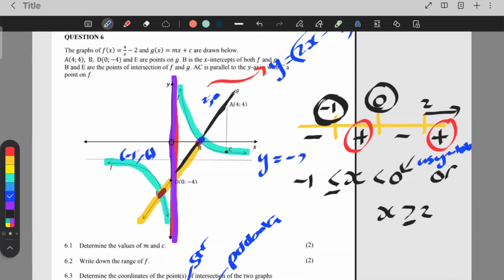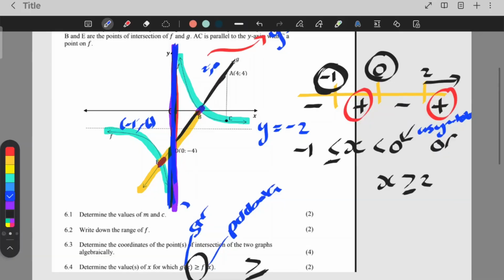Y is equal to -2. That's that line over there. But then this line over here is also an asymptote. That line is called x is equal to 0. So we can't have an equal sign because the graph will never be equal to the asymptote. So that's how you do that question. A little bit tricky, but I think you can do it.